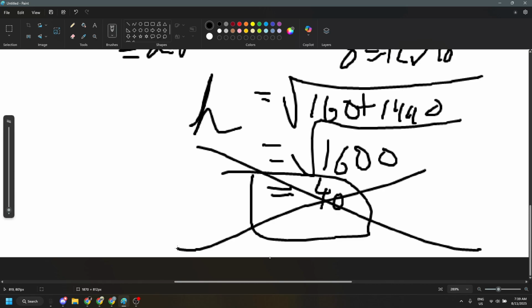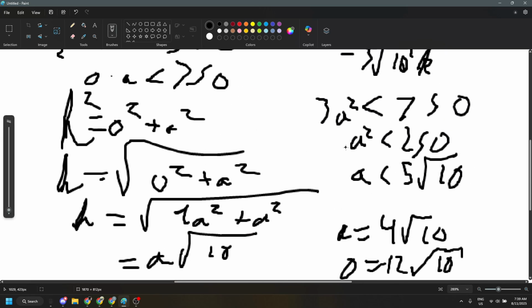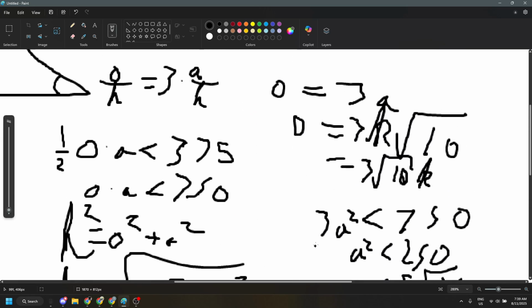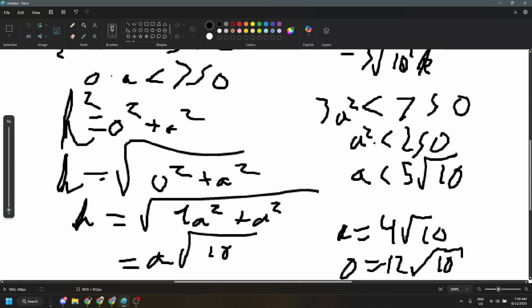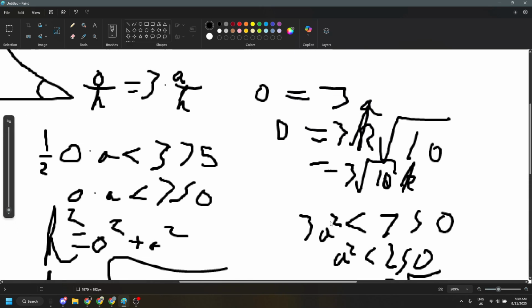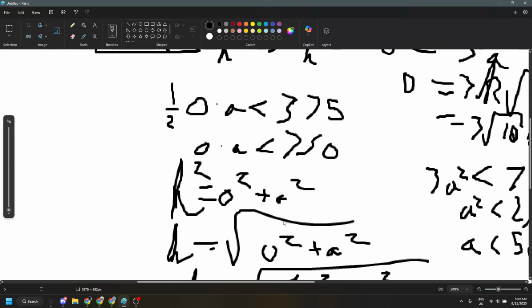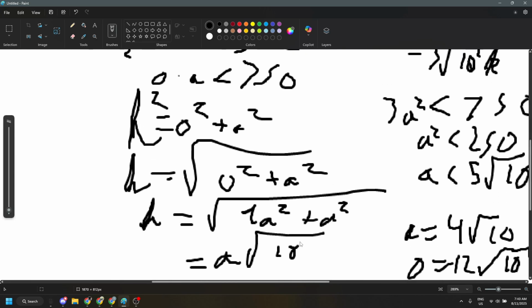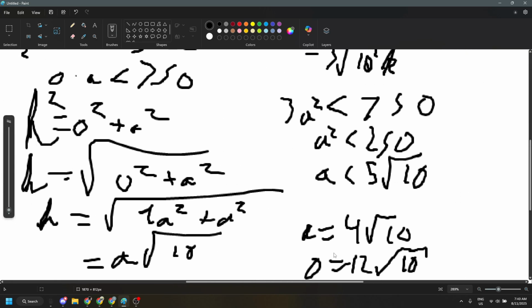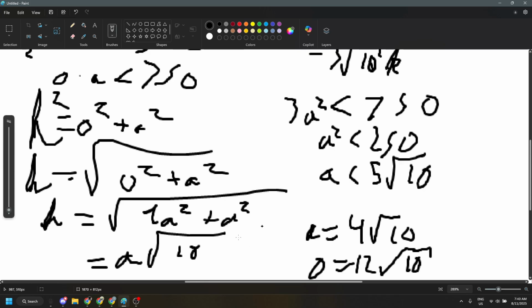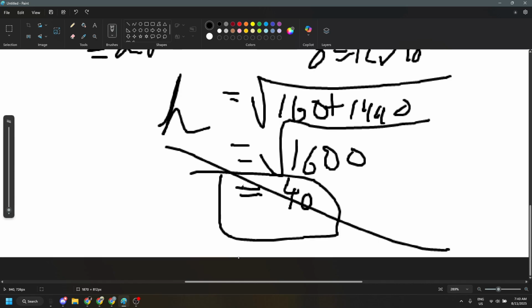Okay, that makes sense. So what they did is, they got here, and then they noted that the hypotenuse is equal to A root 10. So if they got it here, multiply both sides by root 10, you get A root 10, which is the hypotenuse, is less than 50. So the highest possible thing is 49. But I didn't get that one right.